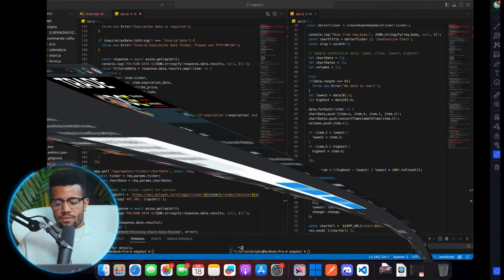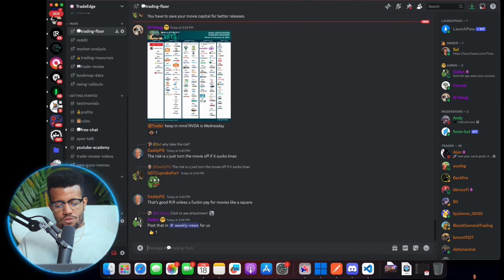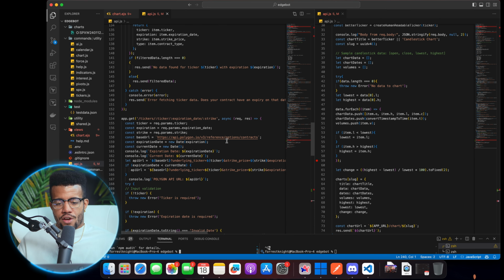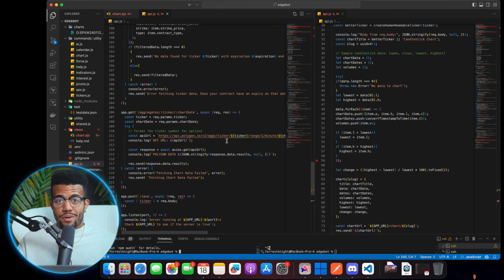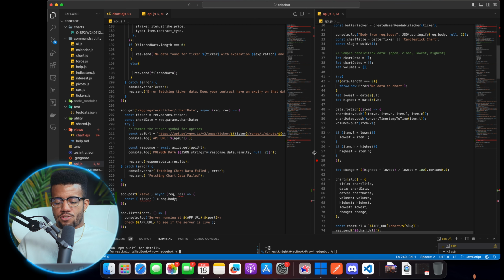Well, let's go to our bot and you can kind of see here. Let's ignore this. Let's go to Trade Edge. We'll stay on the profit floor for now. So this is a bot I coded up. I do have a software engineering background, which you may not know, but I do. So I coded up this nice little Discord bot. It's comprised of an API and the actual Discord bot itself.